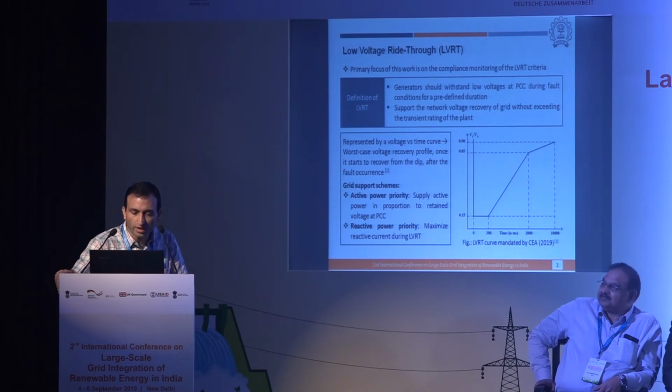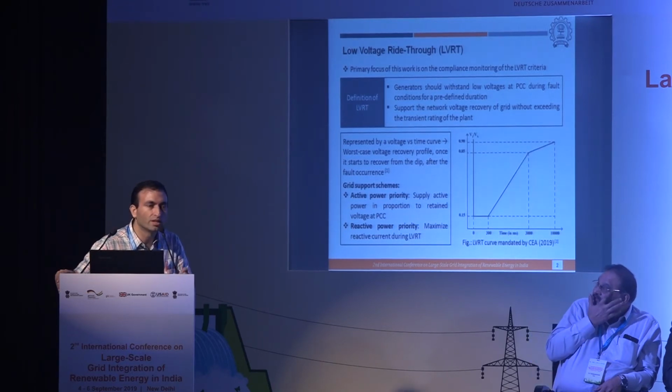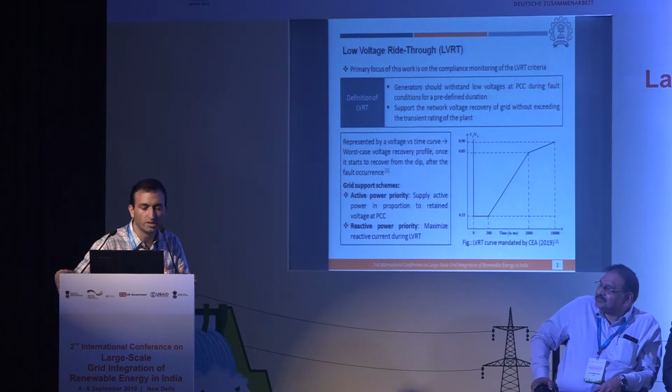So we already heard about LVRT. I will not touch more on the LVRT requirement, but I'll add a little to this. We can primarily divide this LVRT requirement into two categories. One is reactive power priority LVRT, and the second is active power priority LVRT. So what does it mean? During a fault-induced voltage dip in a power system, when the renewable energy plant sees the voltage dip, it can give priority to active power, or it can give priority to reactive power.